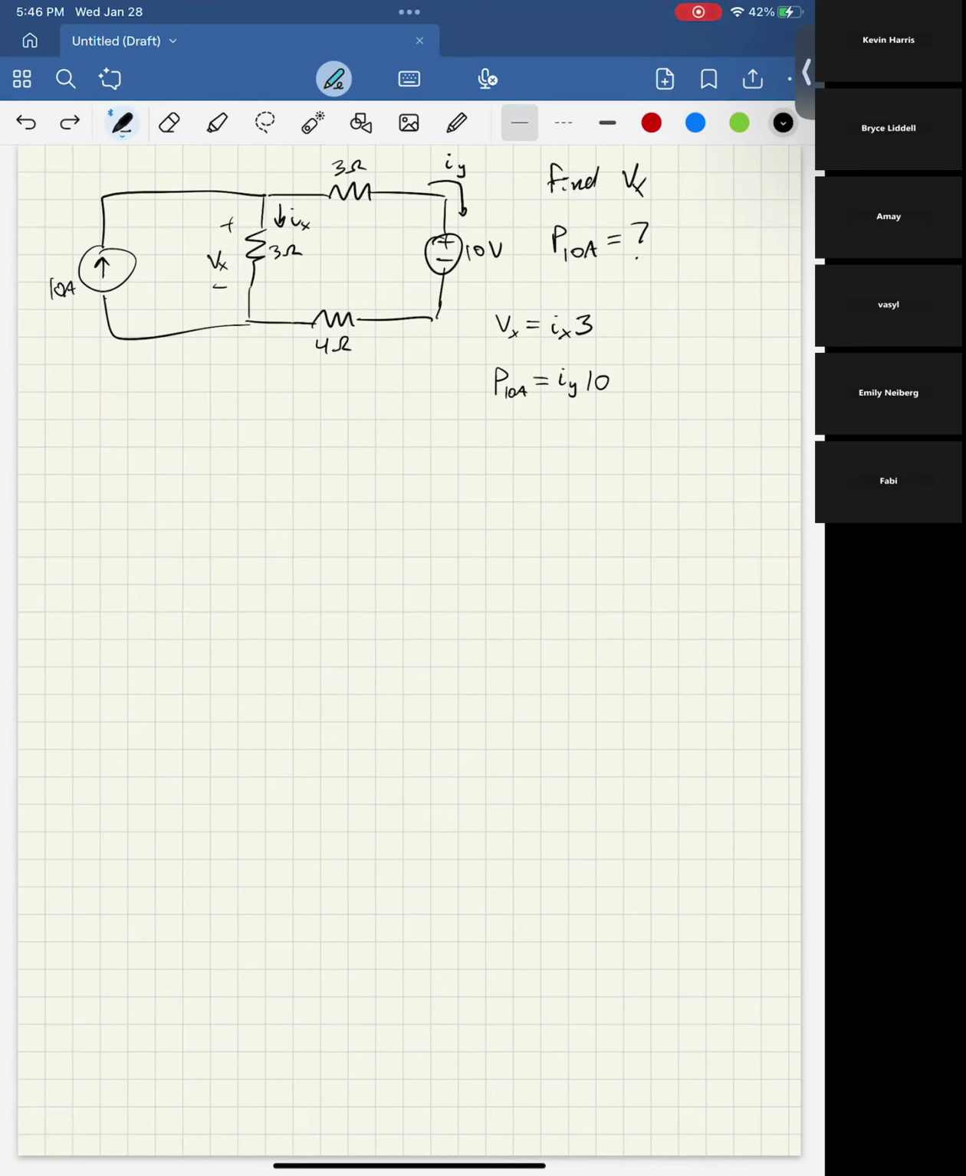So how can I go about this? Well, it seems like I need to find some currents. So let's find some currents. And my Apple Pencil battery is low. Hopefully it lasts 15 minutes.